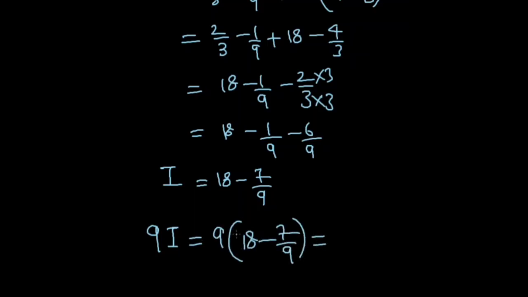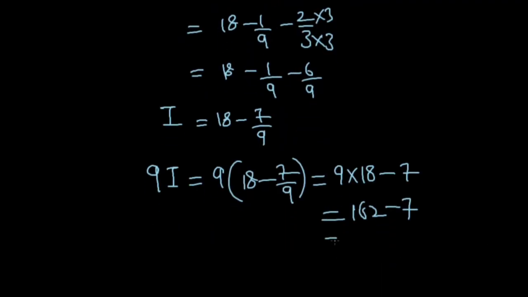If I multiply 9 into 18 minus 7, the 9 cancels. If I do the simplification, what will I get here? 162 minus 7. From here I'll get 155. The answer is 155, that is the right answer. That's all. Here we have another question.